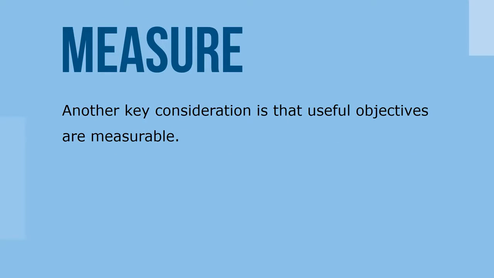Another key consideration is that useful objectives are measurable. For example, an objective that a new sales clerk might be able to demonstrate the ability to explain the function of each product in the department within 2 weeks. This objective is specific and can be evaluated by the trainer or the employee's supervisor.